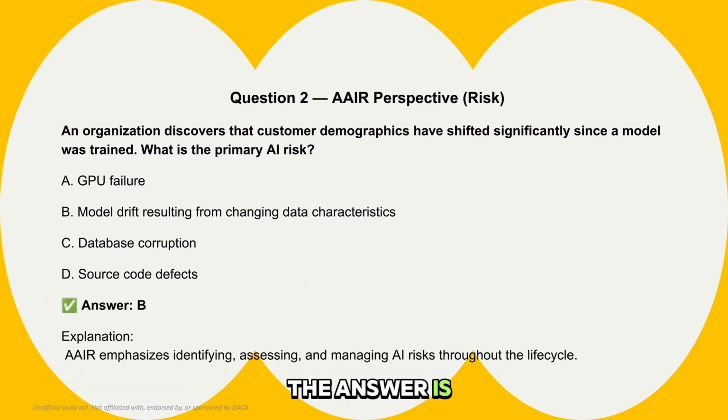The answer is B. Model drift. This is stage 6 from our lifecycle map, right back on screen. AAIR is all about identifying, assessing, and managing AI risk throughout the lifecycle. And drift is the textbook example of a risk that's unique to AI, not something you'd ever see called out this way in a traditional SDLC risk register.